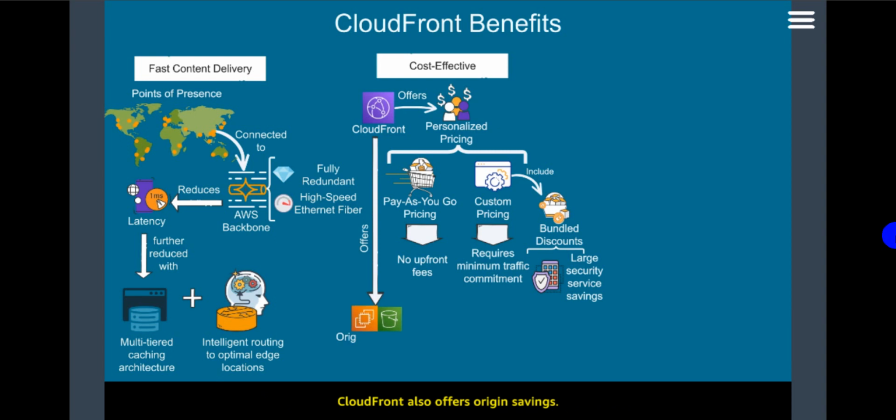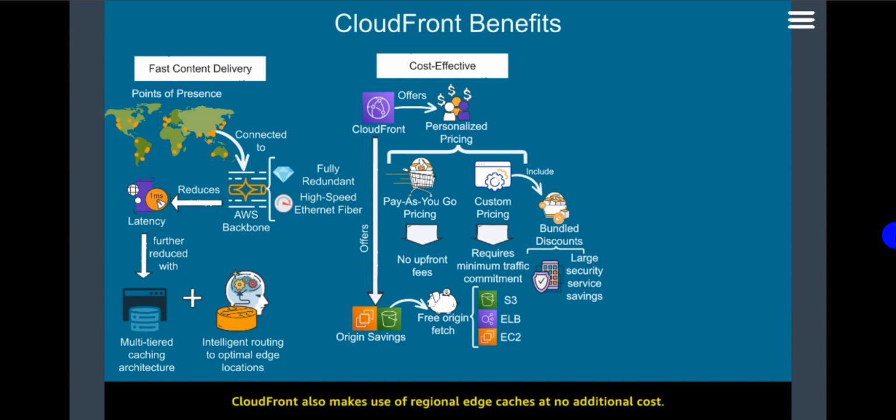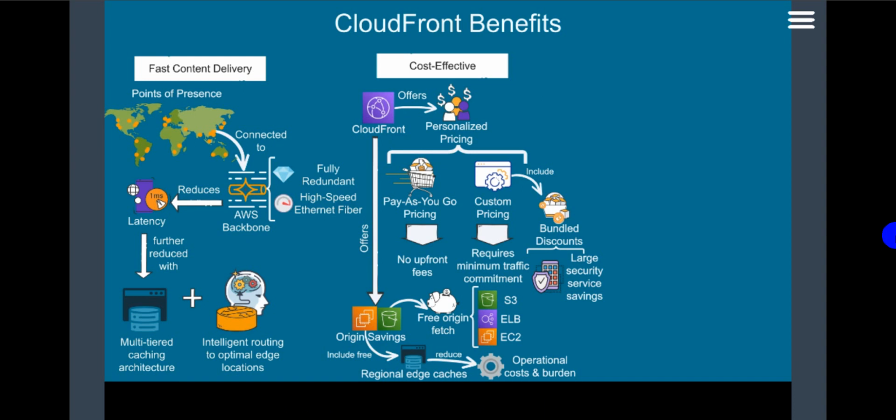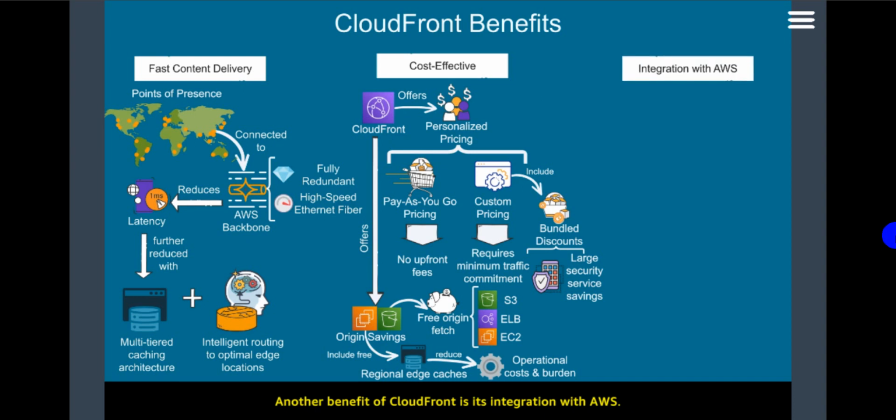CloudFront also offers origin savings. Origin fetches are free for content, if the origins are Simple Storage Service, Elastic Load Balancers, or Elastic Compute Cloud. CloudFront also makes use of regional edge caches at no additional cost. Regional edge caches can reduce the total operational costs and burden. Another benefit of CloudFront is its integration with AWS.